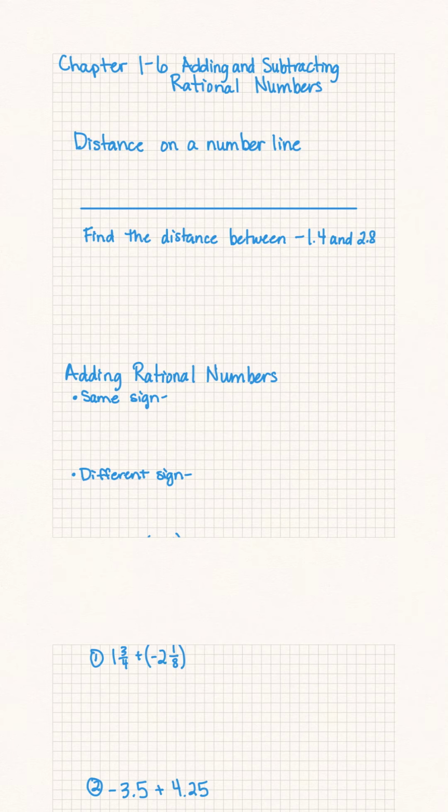Hello, class. Today we're looking at Chapter 1, Lesson 6, Adding and Subtracting Rational Numbers. So this sounds pretty simple, right? We've been adding and subtracting for years. However, now we're going to take into account negative numbers.